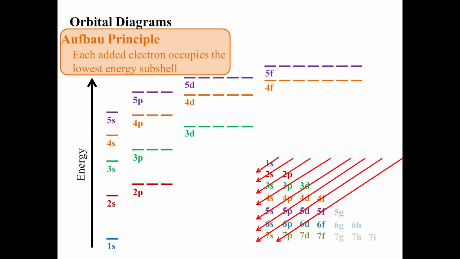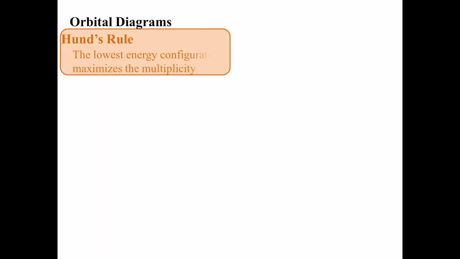All right, so another rule that we have is Hund's rule. The lowest energy configuration maximizes the multiplicity. Now what this really means is that we want to maximize parallel spin for degenerate orbitals. And basically we just want to make sure that for orbitals of the same energy, such as our p orbitals, we want to make sure that we have all of our electrons spinning in the same direction to help eliminate spin-spin repulsion.